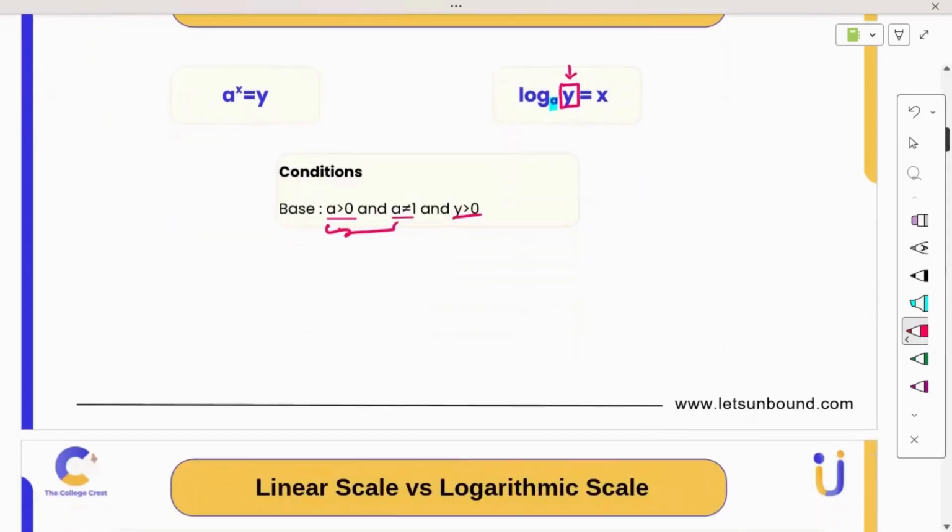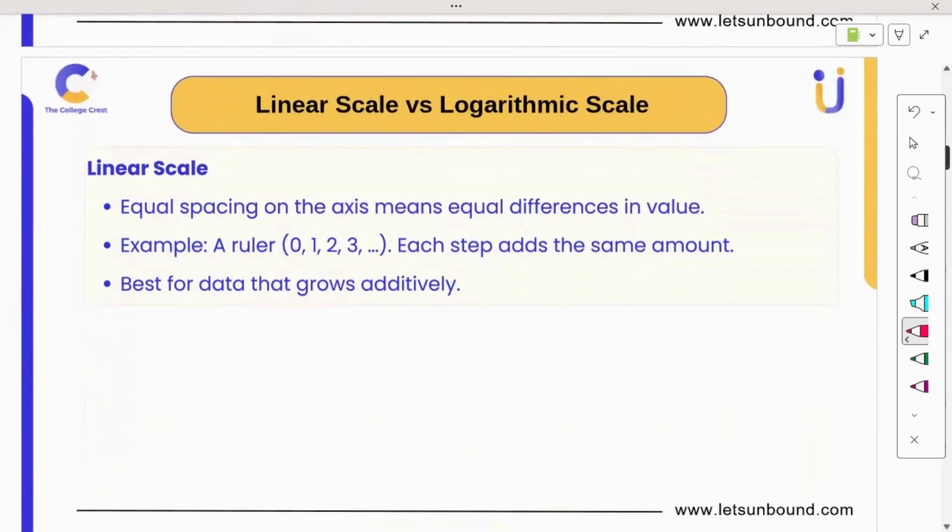Now, linear scale versus logarithmic scale. What is a linear scale? To represent a temperature like this, we use a linear scale. Equal spacing on the axis means equal differences in values, like 2, 4, 6, 8, 10, 20, additive values. For example, a simple ruler, where the same amount is added each time. This is best for data that grows additively, the linear growth.